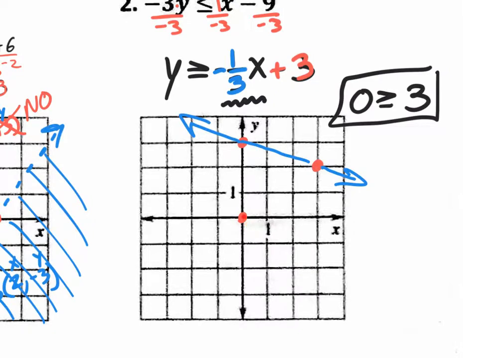So what do you know about this? Did it work or did it not work? Did not work. So where are your answers going to be at if it didn't work on this side? On the other side, on the top. That's right. So shade in the top. And what this means is that any coordinate up here will work on the inequality. Any coordinate down here will not work. And that's how you graph.